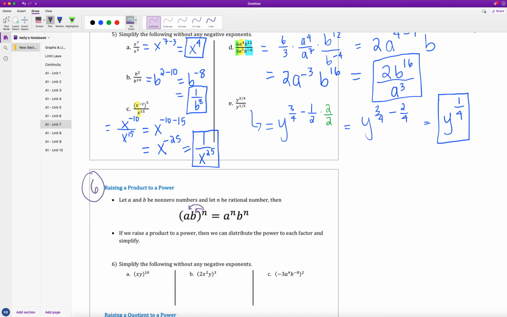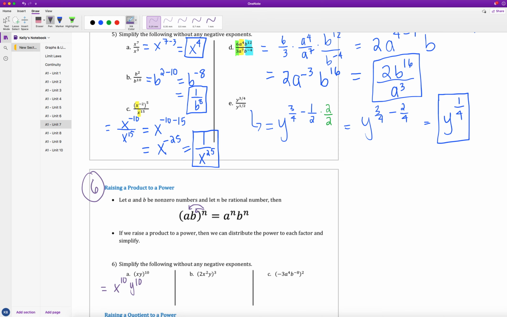So let's look at our first example here of 6a. 6a says x times y all to the 10th. So I'm going to distribute this to be x to the 10th times y to the 10th. Now from here, there's nothing else to simplify, so that will be our final answer for part A. In part B, how many pieces do we have inside those parentheses? So how many different parts are being raised to the third power? We actually have 3 different parts being raised to the third power.